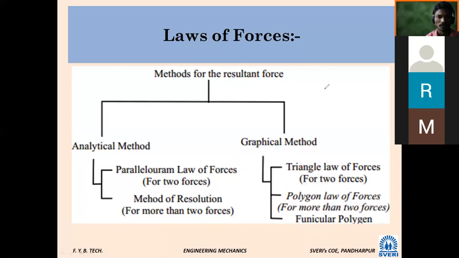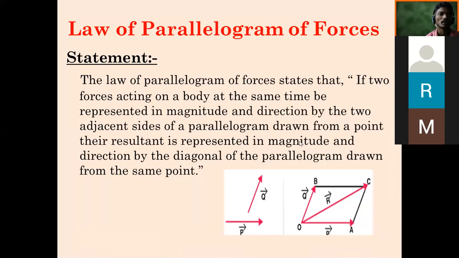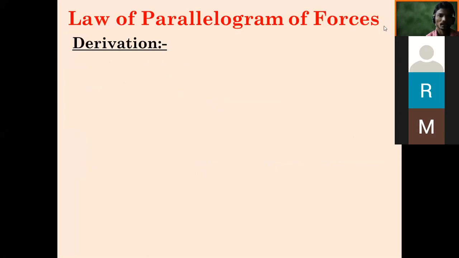Today we will start. So we have seen the parallelogram law of forces: if two forces acting on a body are represented by two adjacent sides of a parallelogram, drawn from a point, then the resultant is indicated by the diagonal. This word, adjacent sides, is most important. We have derived the equation, so quickly I will tell. One force we have taken as P, another force we have taken as Q.